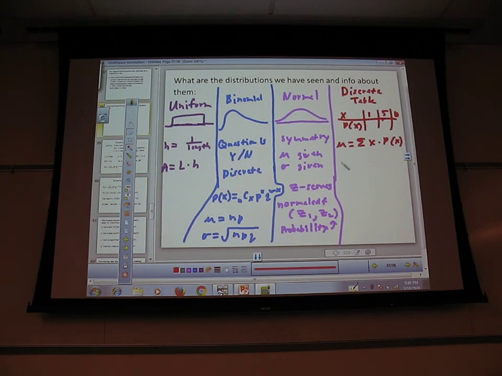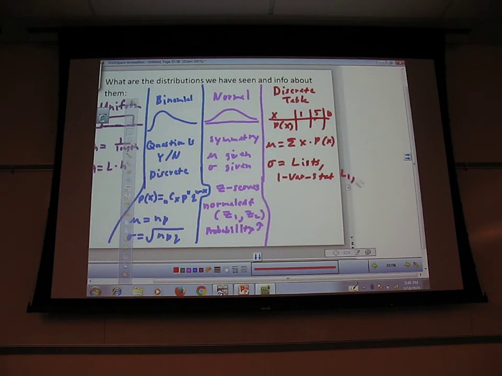How about the standard deviation? You remember that one? Just do the lists with 1 var stats. But make sure you do 1 var stats of L1 comma L2. If you just do L1, it's going to assume that the probability of each one of them is 1. Do you guys understand what I'm saying? Yep.